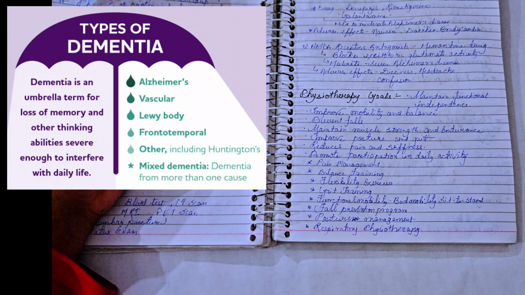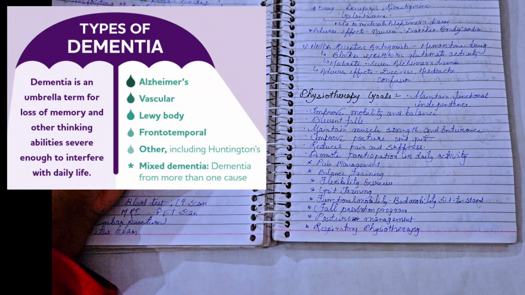To maintain functional independence, to provide functional training and home exercises to the patient, improve mobility and balance, balance control, gait training, paddle ball, mirror therapy and other training. Prevent falls through gait training, maintain muscle strength and endurance so the patient can walk properly, and reduce pain and stiffness so the patient can independently perform activities of daily life.